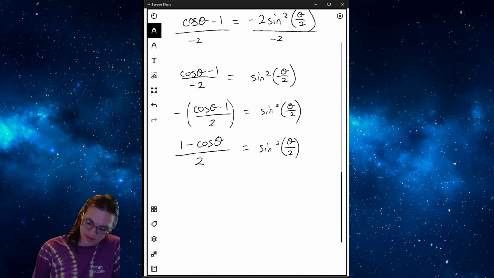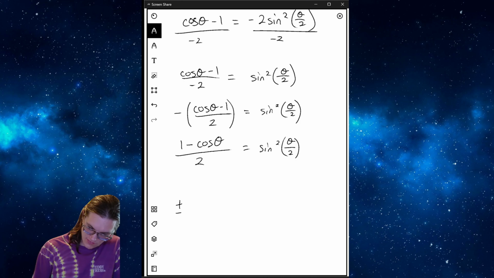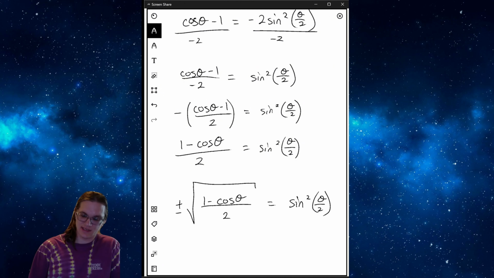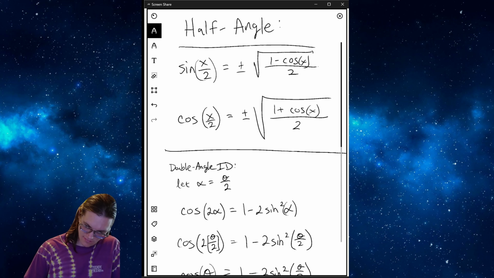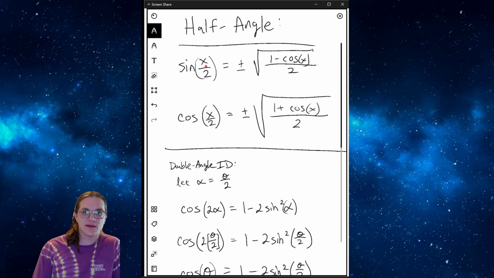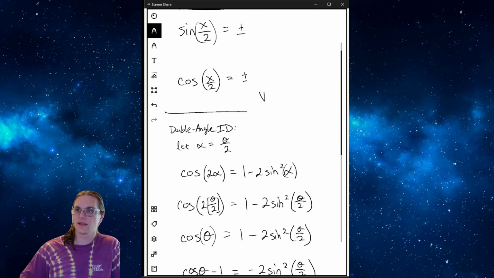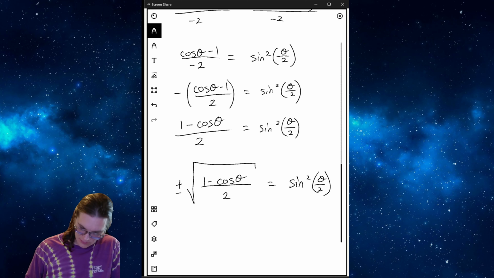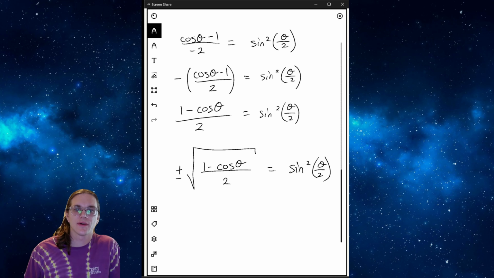Then the last step is to take the square root of both sides of this. Remember, when you do that, if you take a square root, it's actually going to be plus or minus, because both the positive and the negative roots are solutions. And that's how we have this sine of the half angle is equal to plus or minus square root of 1 minus cosine x over 2. Again, looks a little crazy, but that's how we get it. So you derive the half angle formula from the double angle formula.